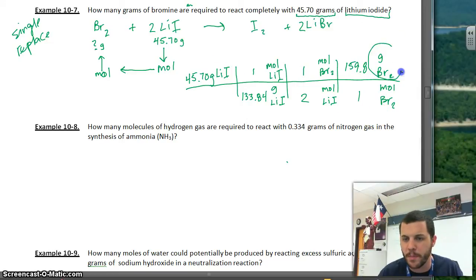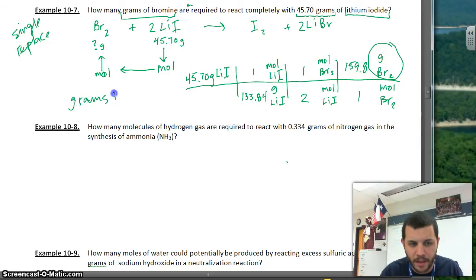I'm going to circle this because this should be my final unit, which is exactly what I'm looking for. Grams of bromine are what I'm looking for. So I'm going to write that. I got some room over here. So grams of bromine is my unit. So now I'm just going to do the math.